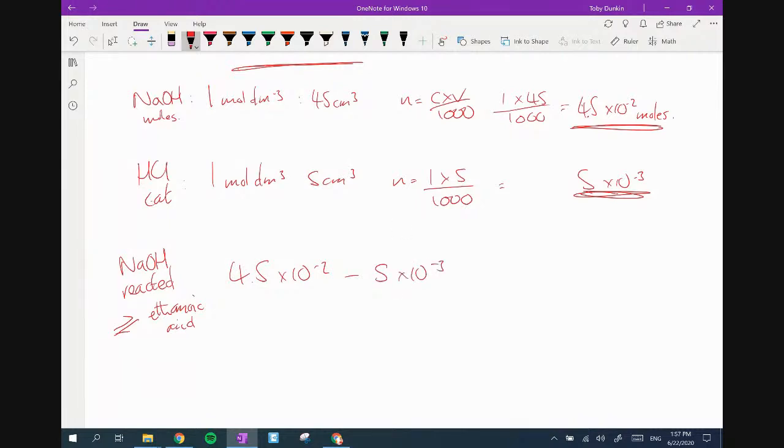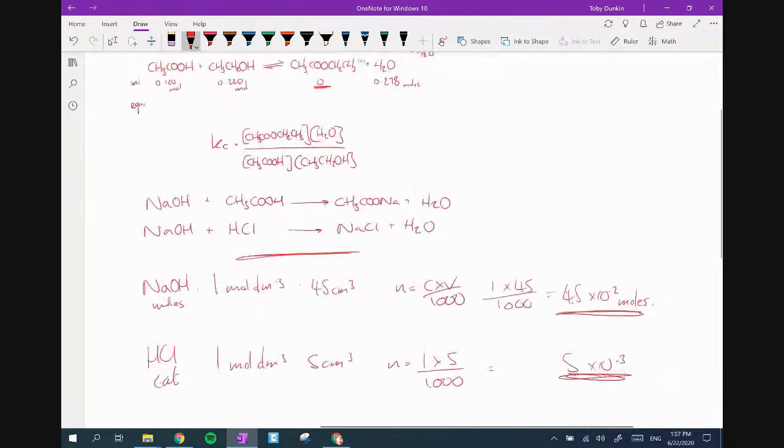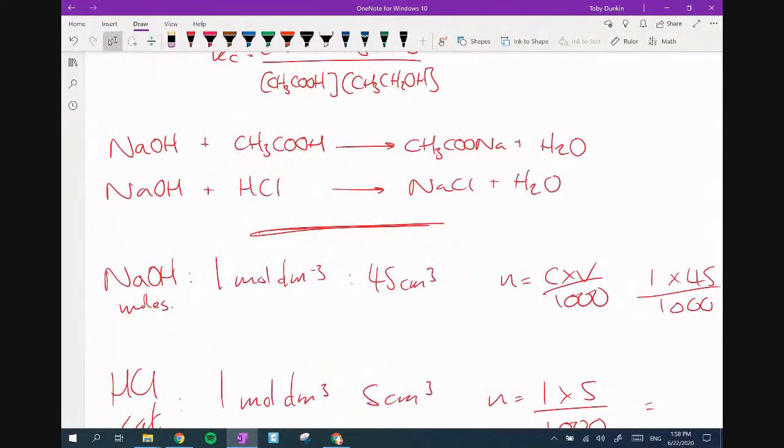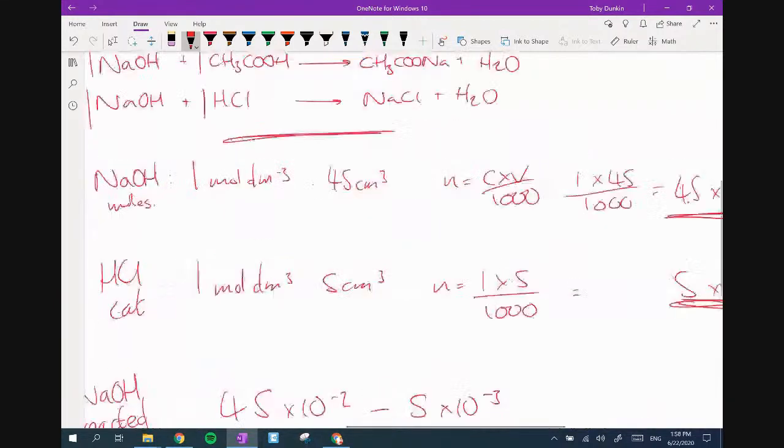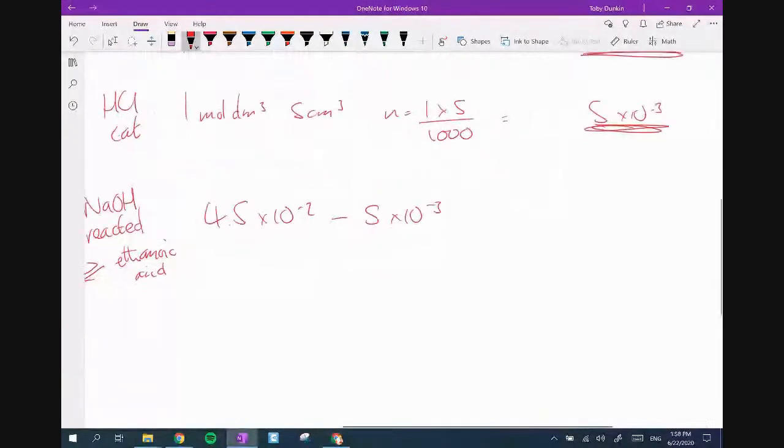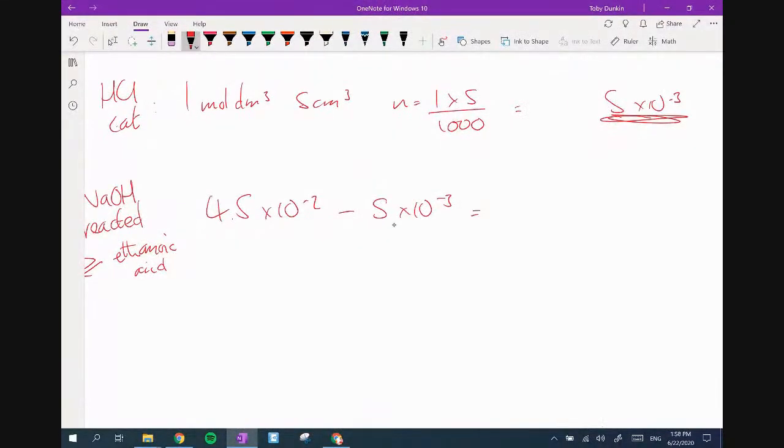Now we can do this because it's a one-to-one relationship. Both of these reactions are, which is why they don't want to use the sulfuric acid, it adds an extra level of complexity. These are all one-to-one-to-one-to-ones. So the moles of hydrochloric acid is equal to the moles of sodium hydroxide that react with it, so we can just minus it away. So 4.5 exponential minus 2 minus 5 exponential minus 3 gives me 0.04 moles of sodium hydroxide that reacted with the ethanoic acid.